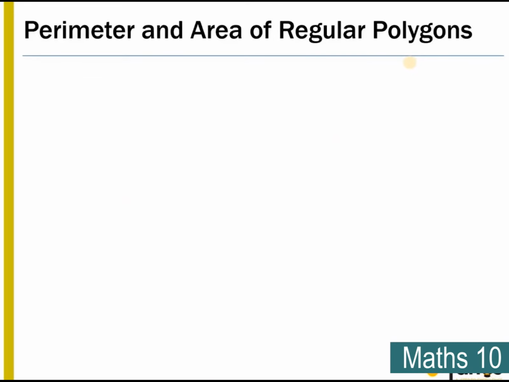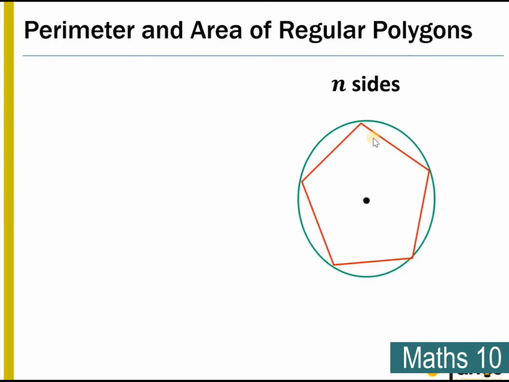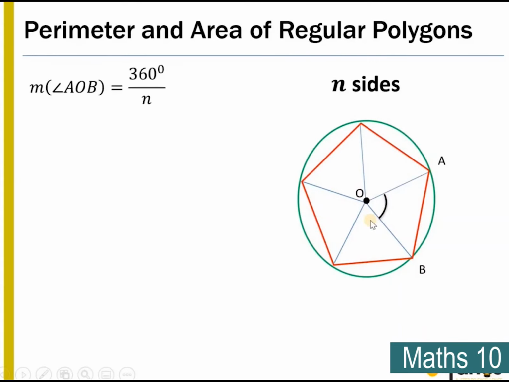Perimeter and area of regular polygons. In this example, we'll draw a pentagon with 5 sides, but we're going to assume that our regular polygon in general has n sides. Let's divide our polygon into 5 triangles, or n triangles in general. Each of these triangles is exactly the same as each of the other triangles, because the polygon is regular. So this angle here is the same as all of these other angles. So that means that angle AOB is equal to 360 divided by n, because there are n angles at the centre.